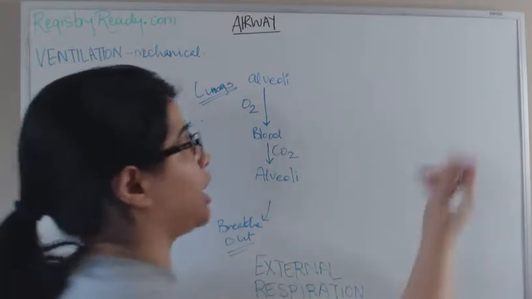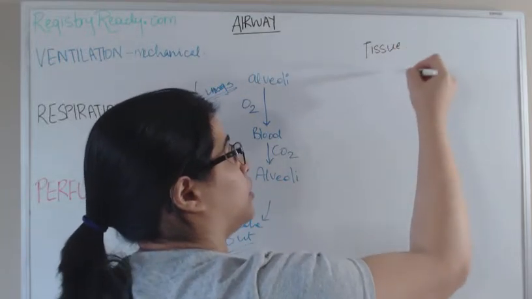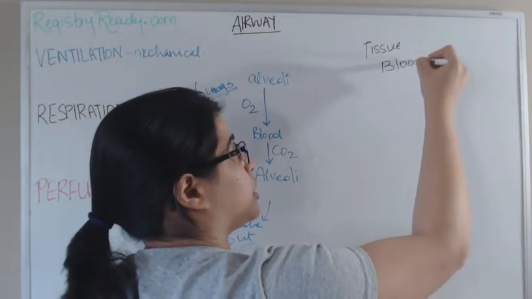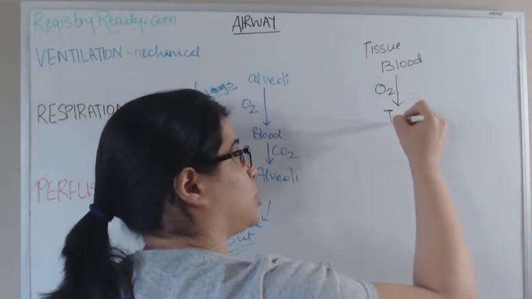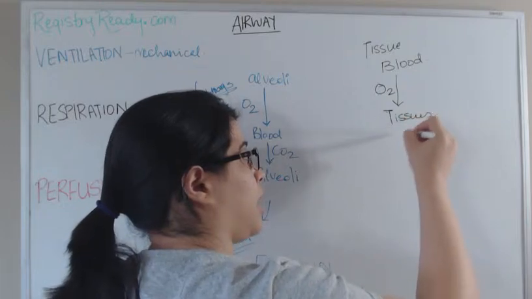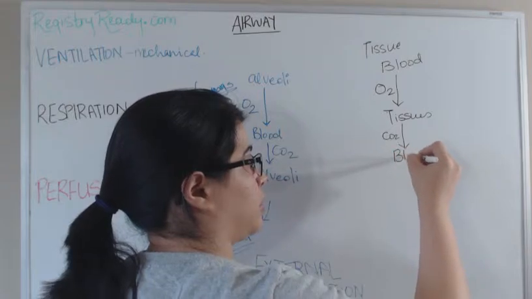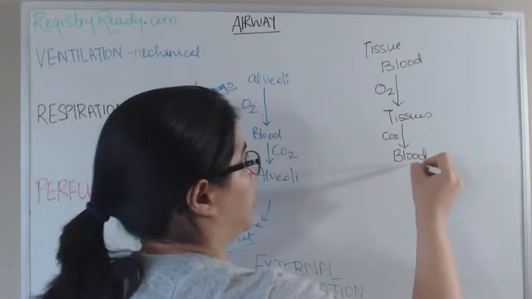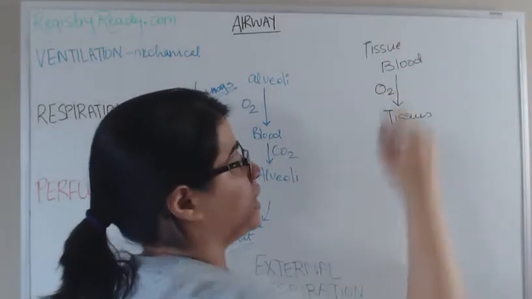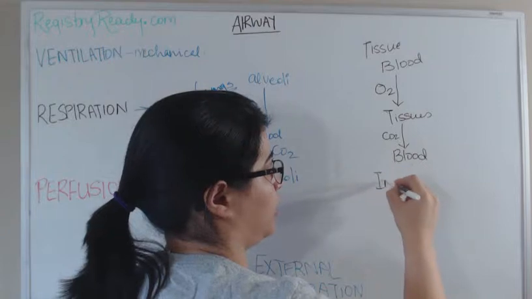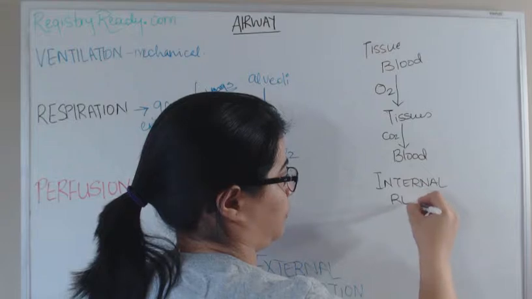The second level happens at the tissue level, wherein the blood, which is oxygenated blood, gives oxygen to the tissues, and these tissues give out their waste product, which is carbon dioxide, back to the blood. This blood is brought back into the lungs where the exchange takes place. So again, at this level where the exchange is taking place, this is known as internal respiration.